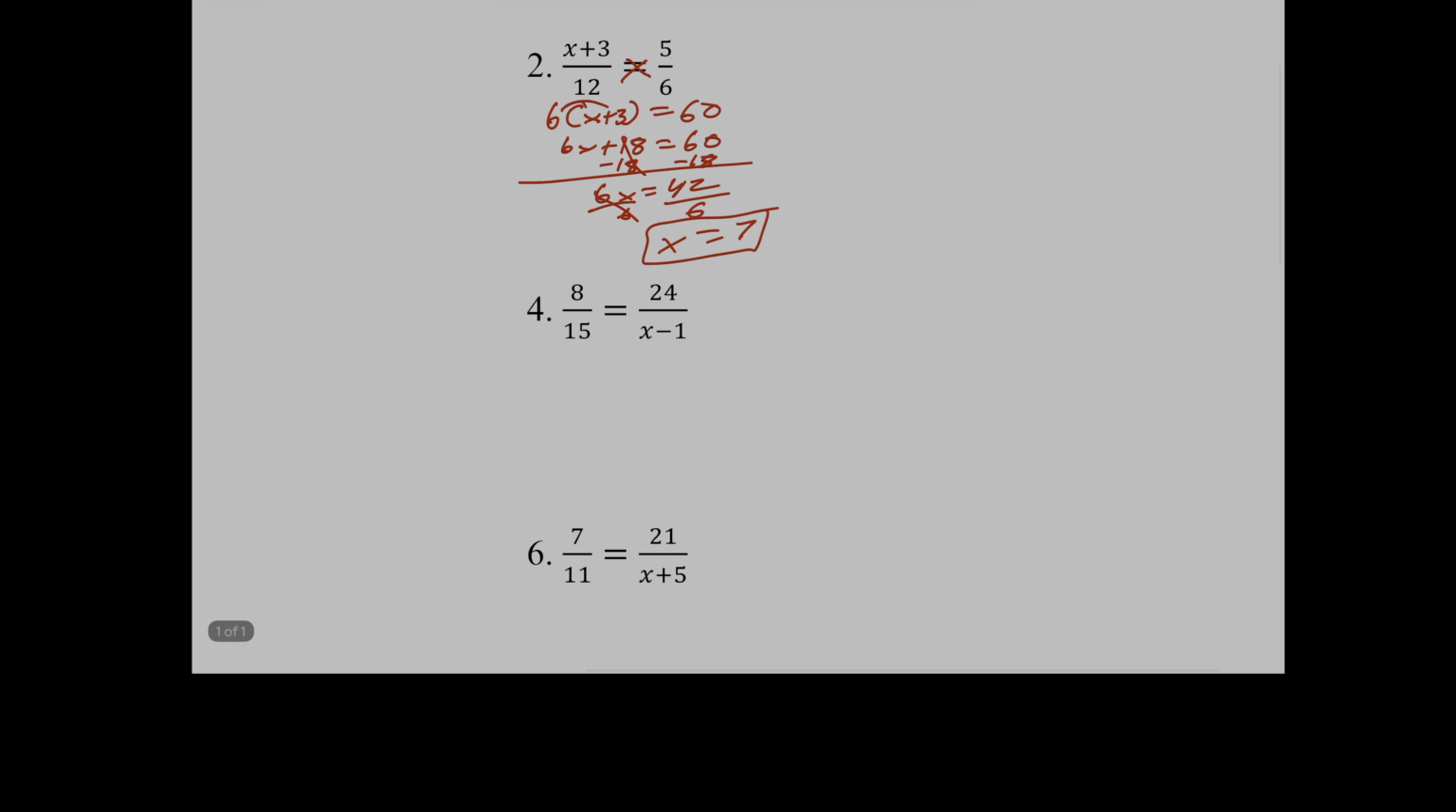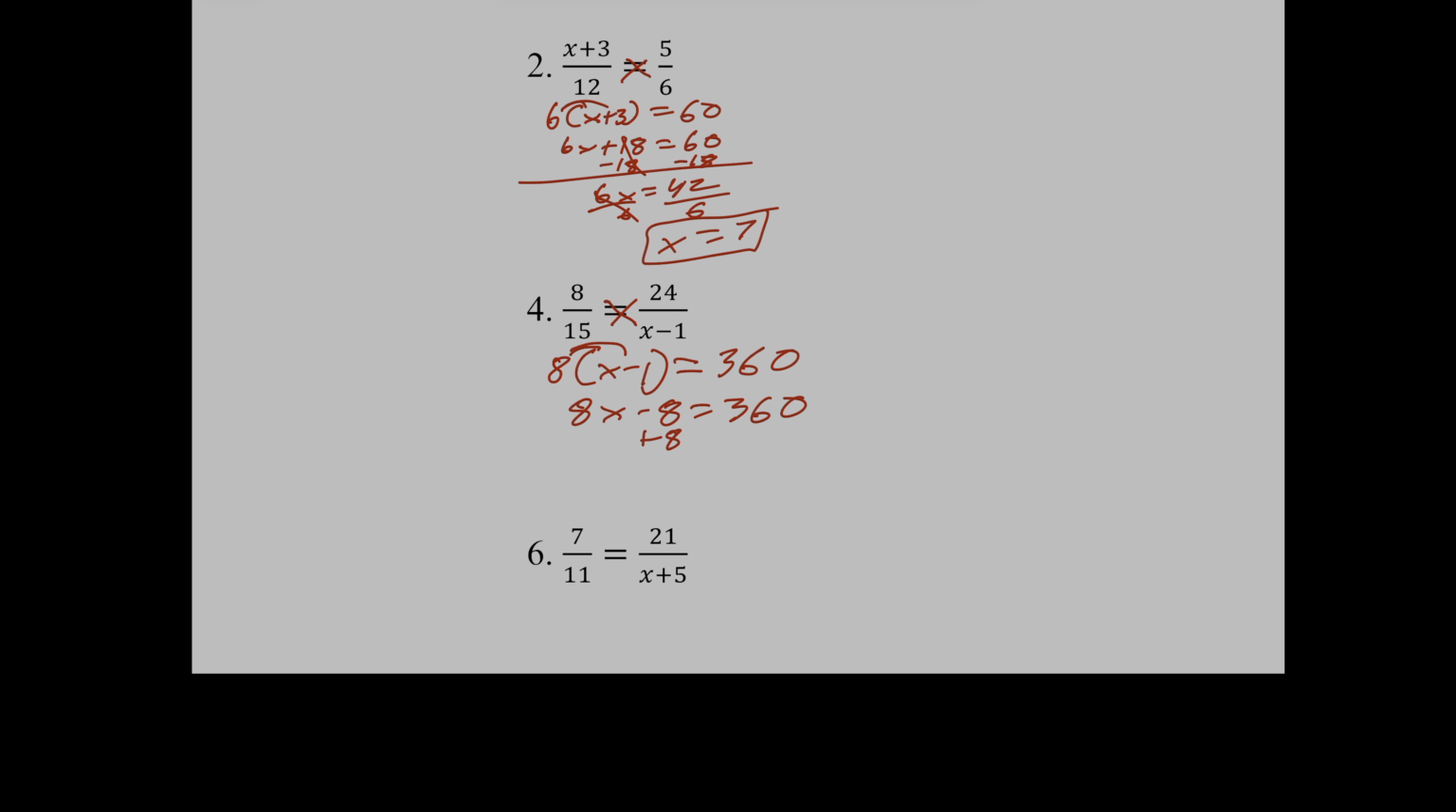Okay, going on to number 4, we're going to cross multiply again. This one I am going to use a calculator because those are weird numbers. I don't have to. I could do it on the side, but I want to keep this video moving for you. So here we go. We're going to go 8 parenthesis x minus 1 equals, and 15 times 24 equals 360. All right, boom, boom. 8x minus 8 will equal 360.